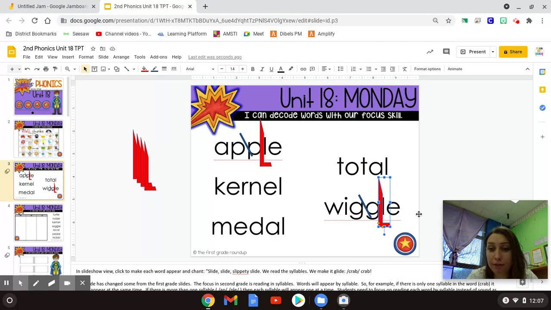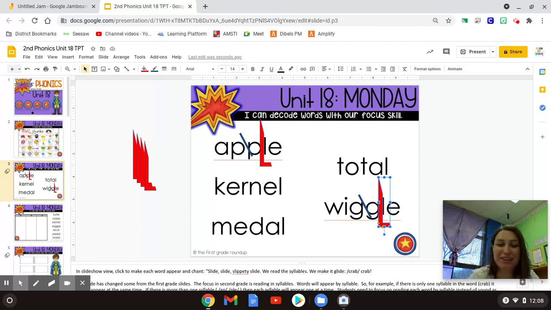Wiggle. Okay? L-E. Now I said that there's other ways to make that L-E sound, and we can use A-L or we can use E-L. Let's look at E-L real quickly. This word is kernel. Everybody go ahead and say kernel. How many syllables are in kernel? Kernel. So I have 2 syllables in kernel, not 3.